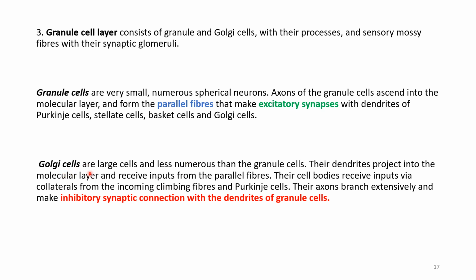Now coming to Golgi cells. Golgi cells are large cells and are less numerous. The dendrites project to the molecular layer and receive inputs from the parallel fibers. Their cell body receives inputs via collaterals which come from the climbing fibers and Purkinje cells. Their axons branch extensively and make inhibitory synaptic connections with the dendrites of granule cells.